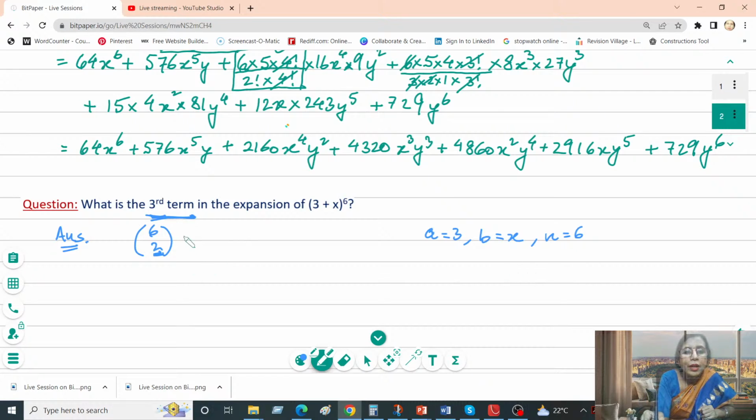So for the first term it should be 3 to the power of 6. For the second term it should be 3 to the power of 6 minus 1, that is 5. For the third term it should be 3 to the power of 6 minus 2, that is 4, because 6, 5, 4, the powers go on decreasing in steps of 1. So 3 to the power of 4, and x: the first term's power of x is 0, the second term's is 1, the third term's power of x is 2. So this is the third term.